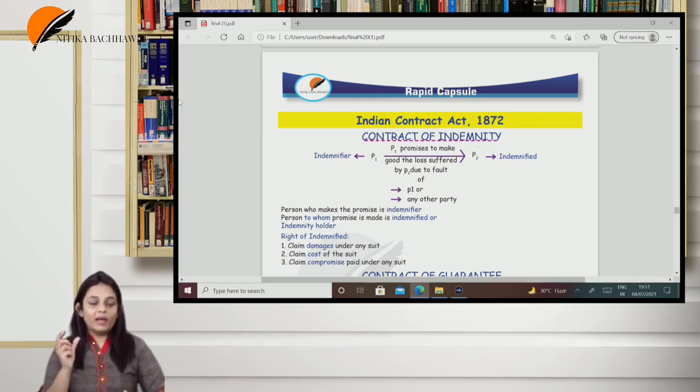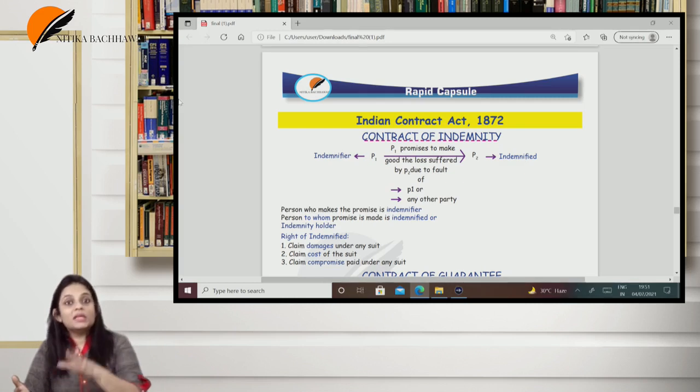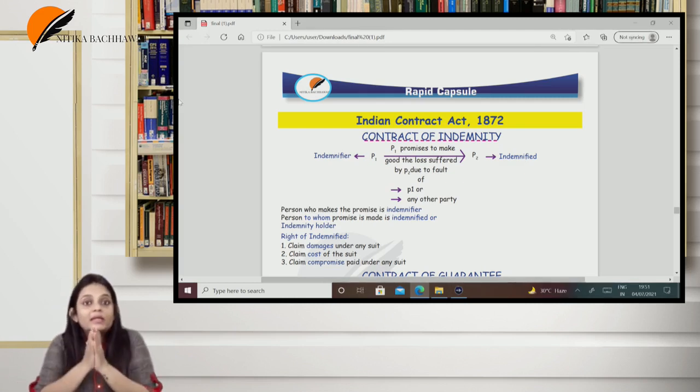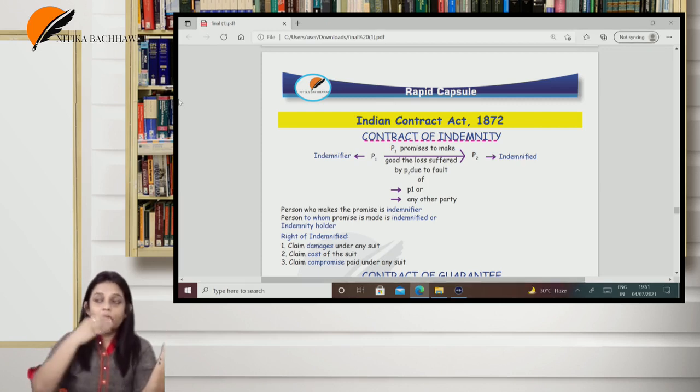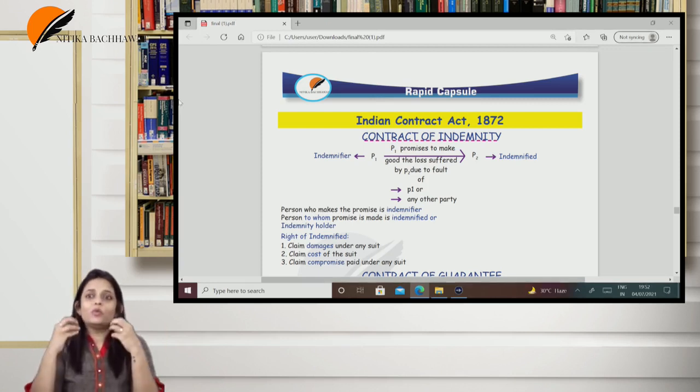So when I say indemnity, the word indemnity means to make good, right? The word indemnity means to make good or to repay. So applying that whole concept here, it gives us the same meaning. So when I say contract of indemnity, it means to make good. So one party is promising the other party that if you suffer any loss, what loss? Due to me or due to any other third party, I will make good that loss. That is, to put it in simple terms, I will compensate you for that loss, right?